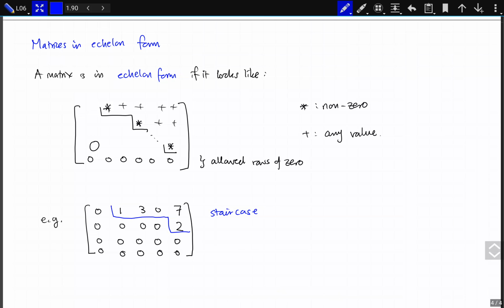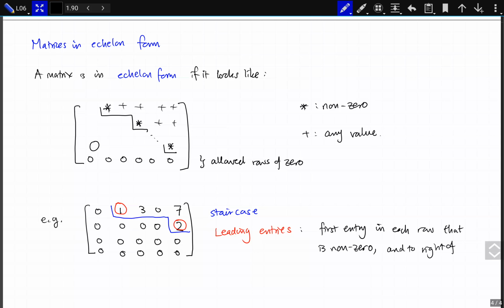And notice here there are what's known as leading entries. Those are the stars. What properties does a leading entry have? It's the first non-zero entry in each row, and it's to the right of the previous leading entry. The previous one would be higher up.